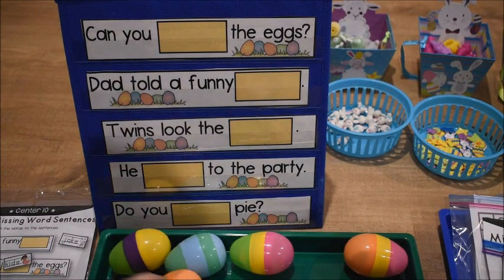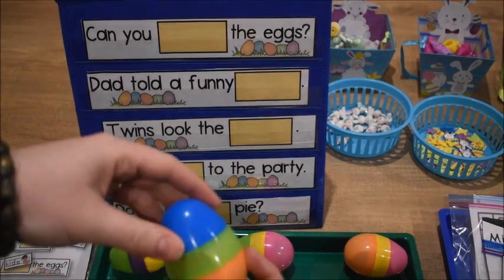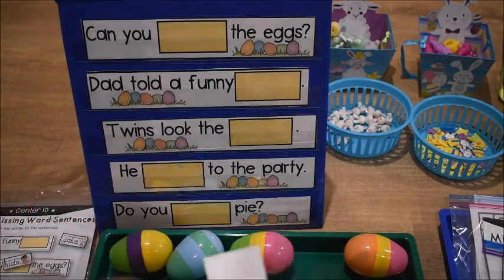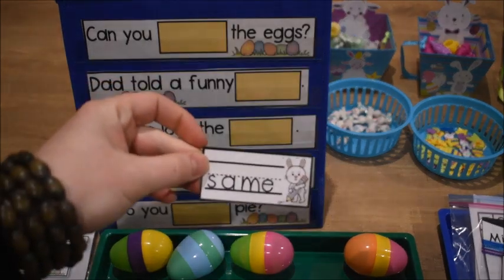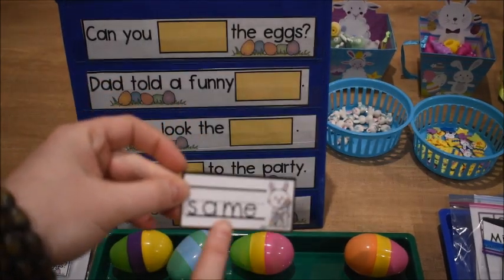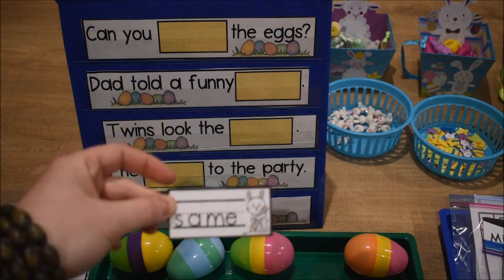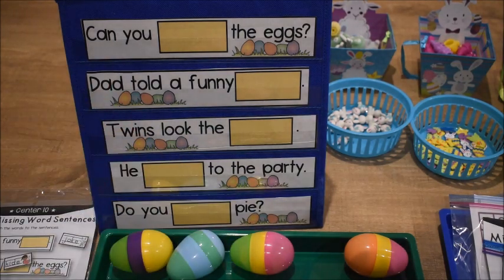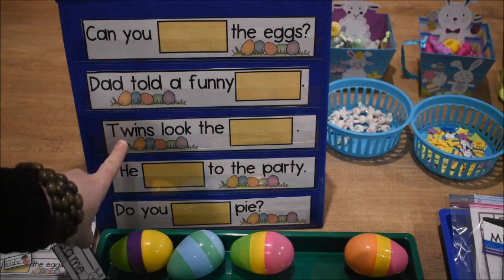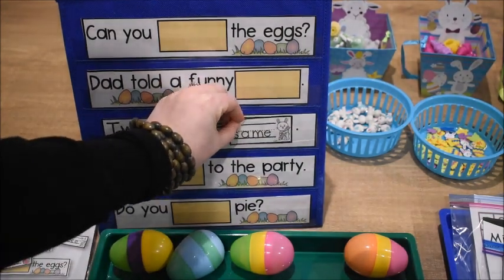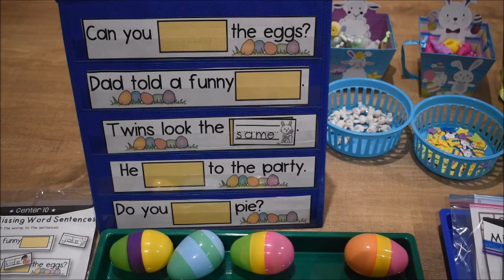All right, so I'm just going to pick an egg. I'm going to open it here. This is what my student would do. And I'm going to read the word, and it is a long vowel word. This is a long A word. This is the word same. Then I'm going to look at my sentences and try to figure out which sentence this would go in. I think it would go in here. Twins look the same.